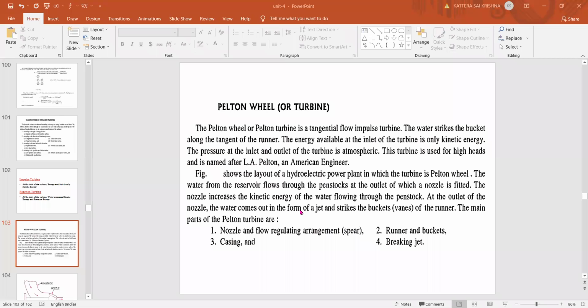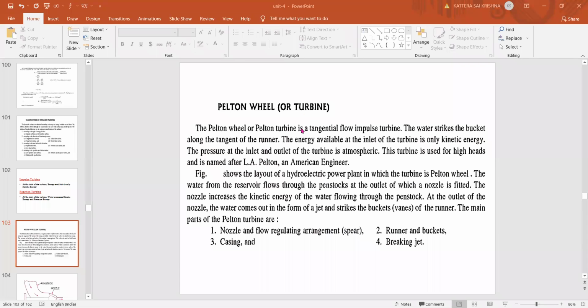Today we will start with our new topic, that is the Pelton turbine, also called the Pelton wheel. In the last class we have already seen the classification of hydraulic turbines, right? This comes under the first type, that is the type of energy. At inlet, if you have only kinetic energy, the turbine is called an impulse turbine. So the Pelton wheel or Pelton turbine is a tangential flow impulse turbine, right?